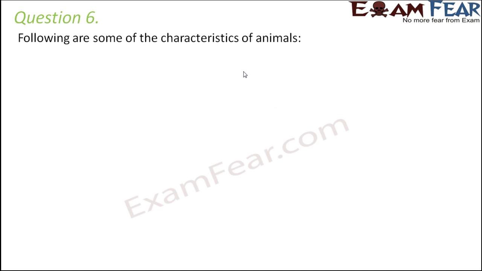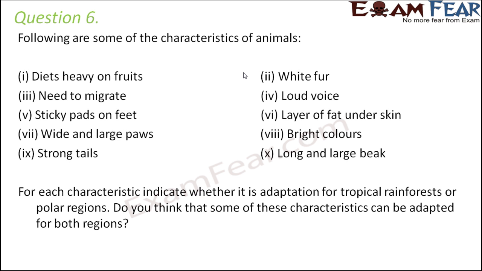Question number 6. Following are some of the characteristics of animals. So here you can see the list of characters. For each characteristic indicate whether it is adaptation for tropical rainforests or polar regions. Okay, so we have to decide which particular feature will be good for rainforests and which will be good for polar regions. Now before that, let us quickly see what is the climate for rainforests.